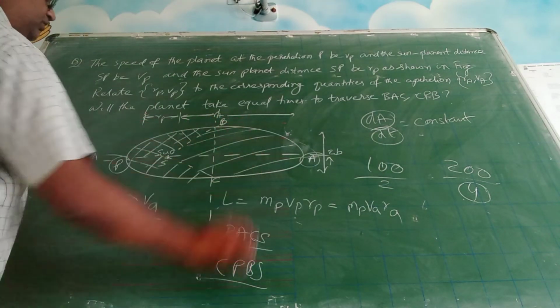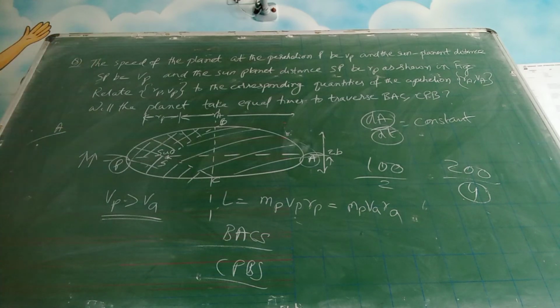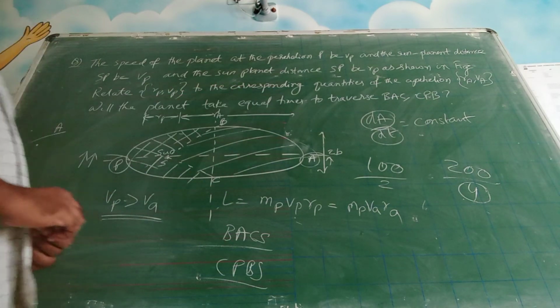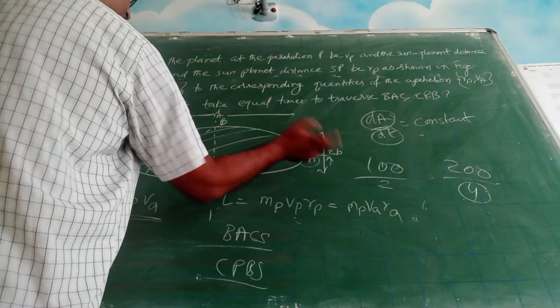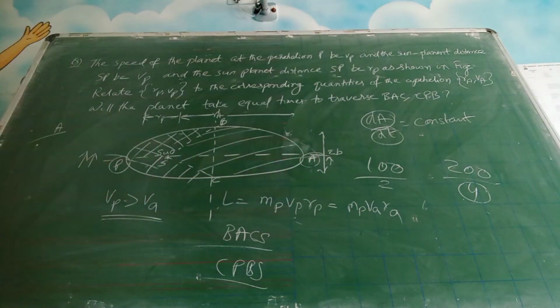So the right hand portion will not take equal times. Will the planet take equal times to traverse? No, it will not take equal times to traverse. They will take different times to traverse, because the speed of the planet is different at aphelion and at perihelion.